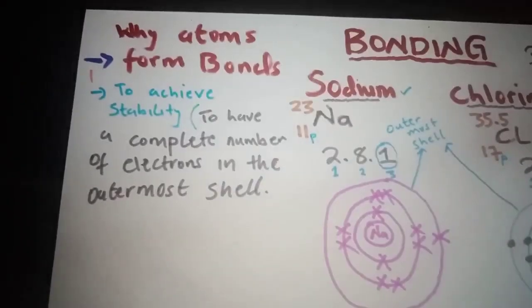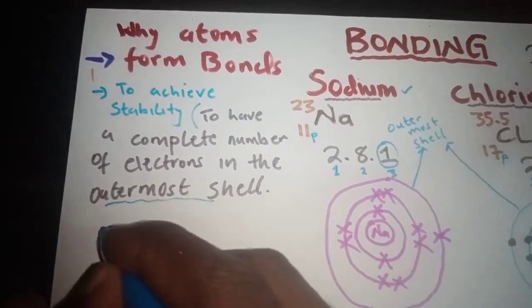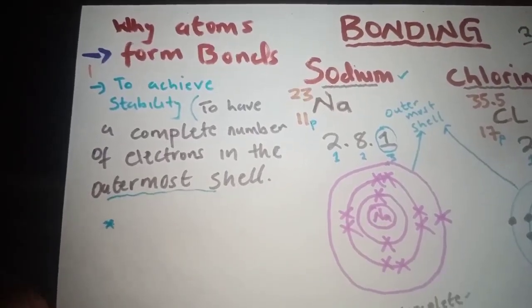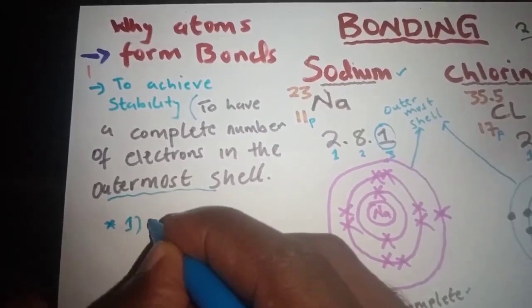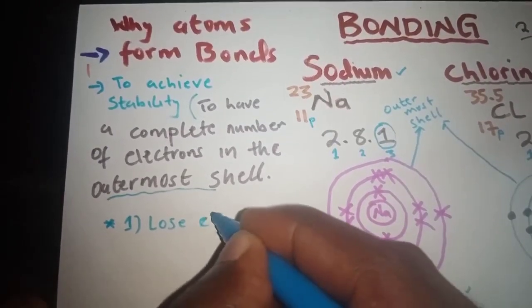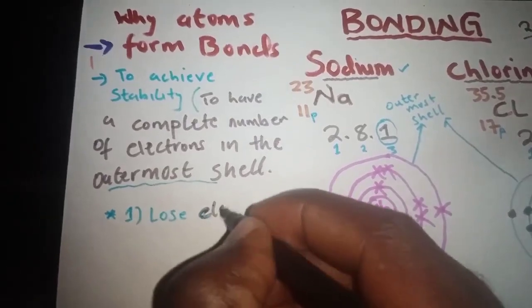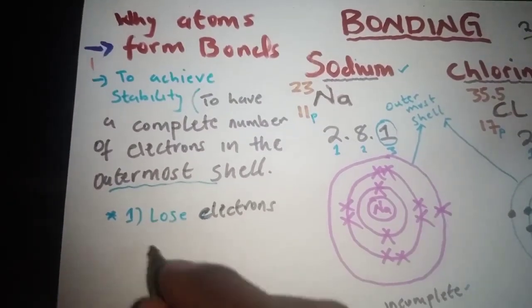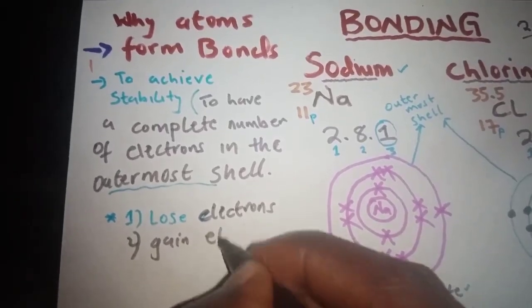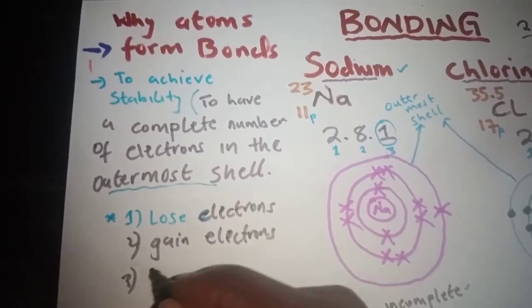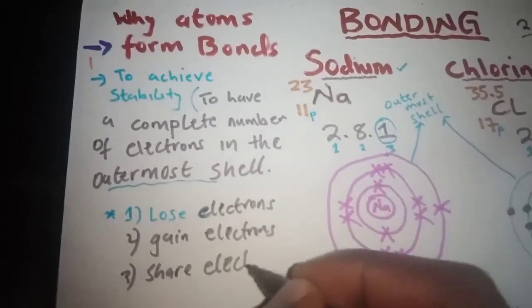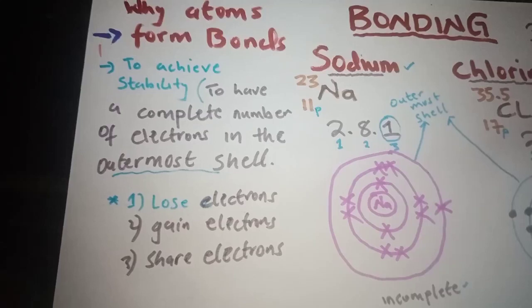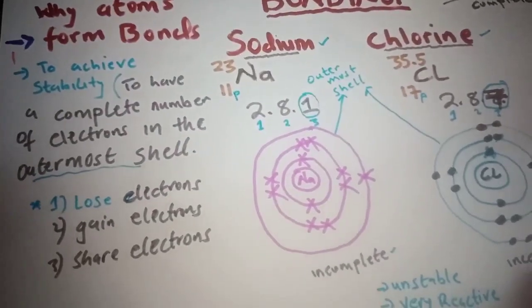So now, how do these atoms achieve a completely filled outermost shell? They achieve it by forming bonds. So how do they form bonds? Number one, they can lose electrons. Number two, they can gain electrons. Number three, they can share electrons. So these are the 3 ways. They can either lose electrons, gain electrons, or share the electrons.